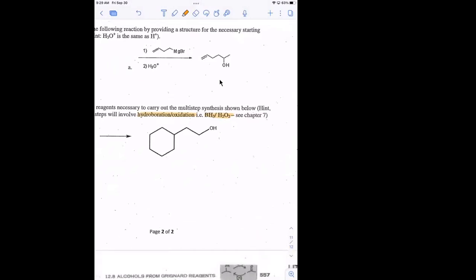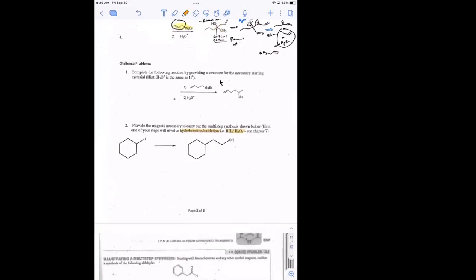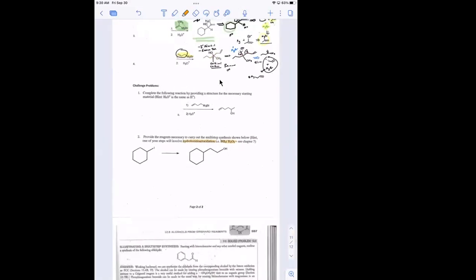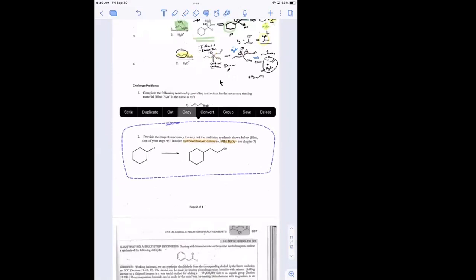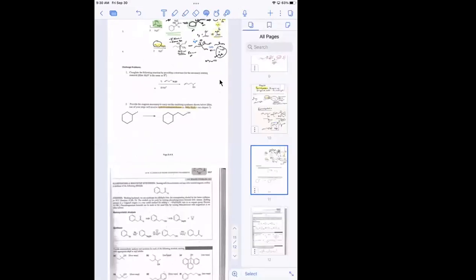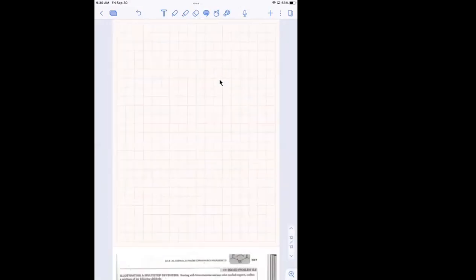This is not the result of an addition to a carbonyl, but there is a step that's going to involve using a Grignard here. Actually, let me cut this out because I want to make sure I don't have to squeeze this in. Dedicate a whole page to it.